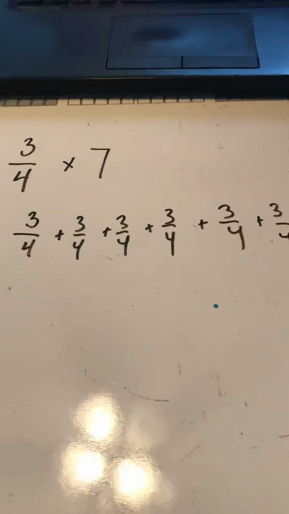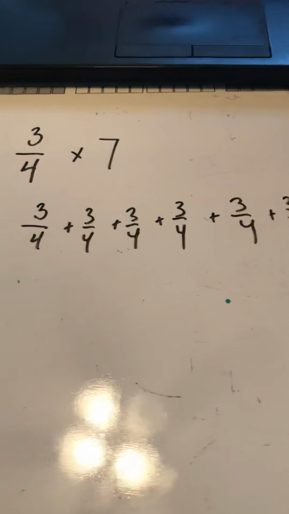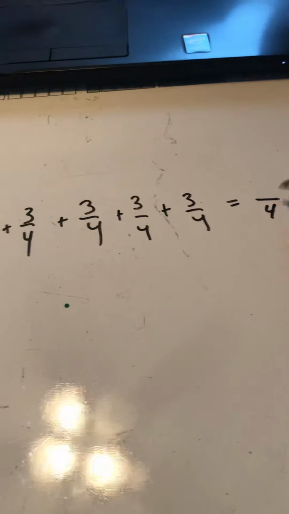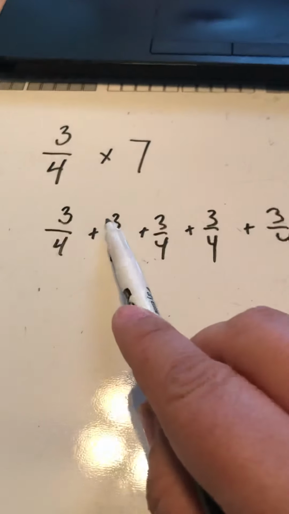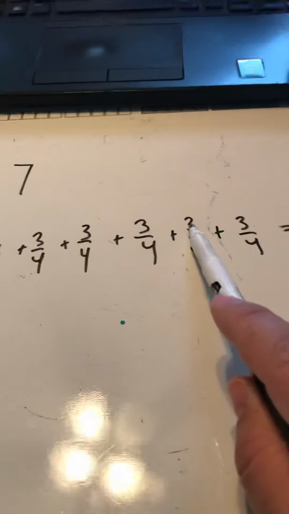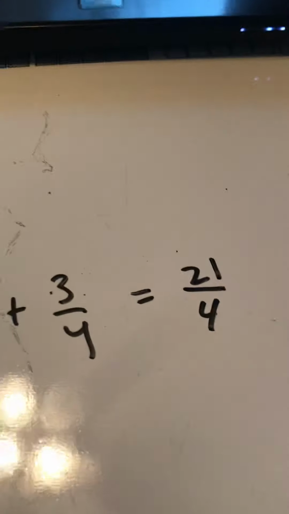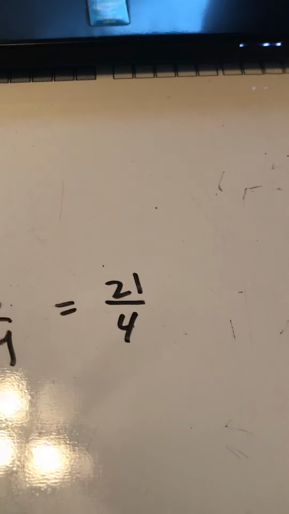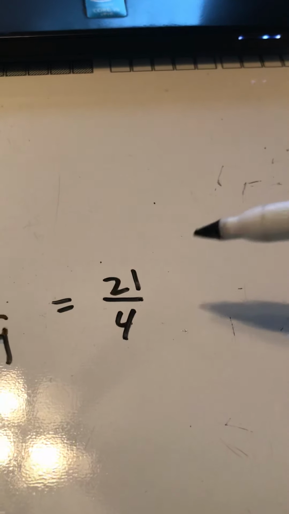And we could add this together. So we know that the denominator has to be the same, which is fine. The denominator stays the same, so the denominator is going to be 4. We add our 3's: 3, 6, 9, 12, 15, 18, 21. So we get an answer of 21/4. You should recognize this as an improper fraction because the numerator is larger than the denominator.